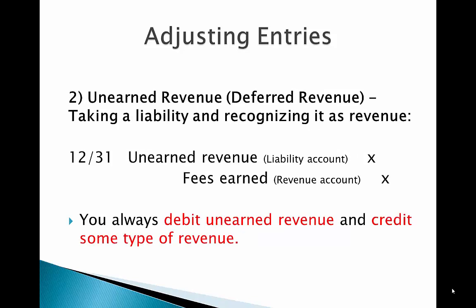The second type of adjusting entry is taking an unearned revenue, a deferred revenue, which is taking a liability and recognizing it as revenue, debiting unearned revenue and crediting fees earned. You always debit unearned revenue and credit some type of revenue.